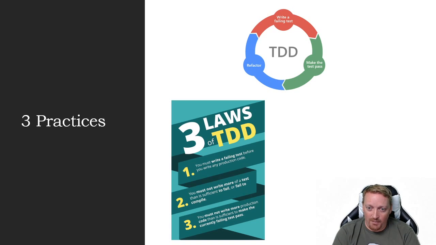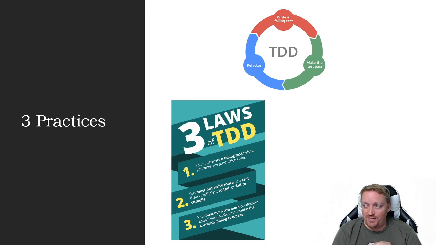And these were created by Uncle Bob Martin. First, you must write a failing test before you write any production code. So before you can write production code, you must write a test. Okay, so that's the red phase, right? Second, you must not write more of a test than is sufficient to fail, or it fails to compile. So by the way, a test that doesn't compile is a failing test, right? So you cannot write any more of the test than is sufficient to fail. Okay? We're talking about very, very tiny increments. Just enough for that test to fail.